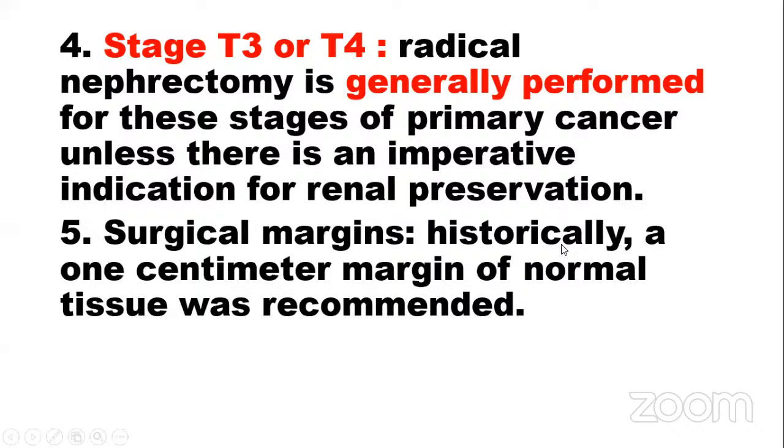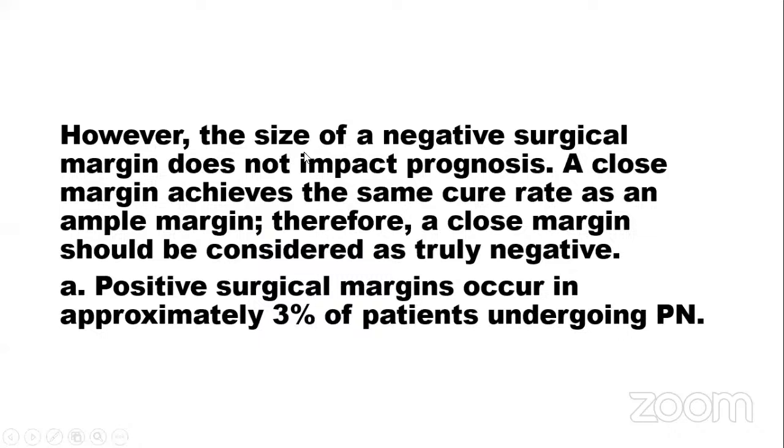Surgical margins: historically, a 1 centimeter margin of normal tissue was recommended. However, the size of the negative surgical margin does not impact prognosis. A close margin achieves the same cure rate as an ample margin. Therefore, a close margin should be considered truly negative.